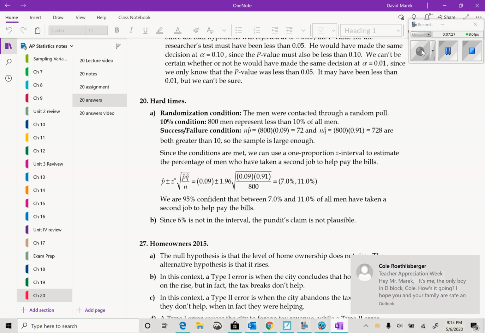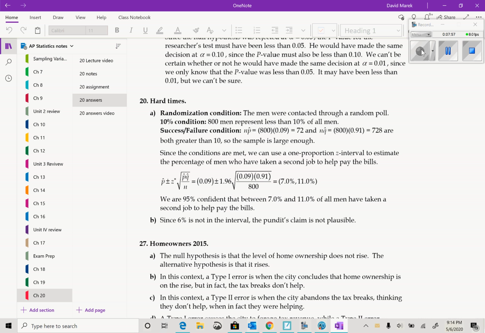Yeah, okay, it's randomized. 800 men represent less than 10% of all men. The success/failure condition, write this out, do the calculation, show what it is. 800 times 9% is 72. 800 times, again, the complementary 0.91, is 728. Both of those are greater than 10. Sample is large enough. All the conditions are met.